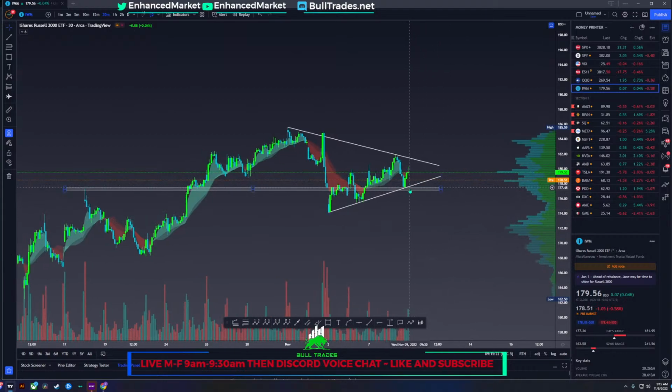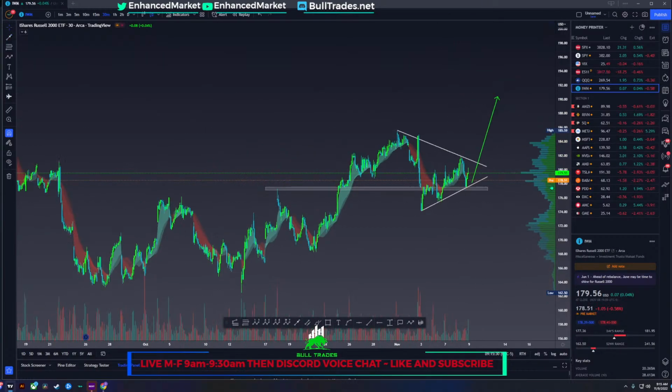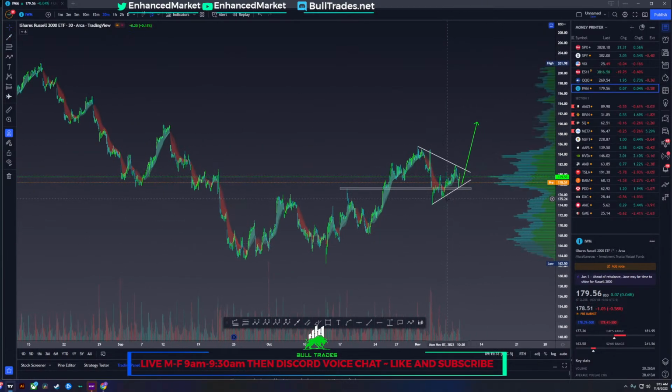So I like this if this low can hold today for a potential breakout. Something like that. Typical continuation pattern.